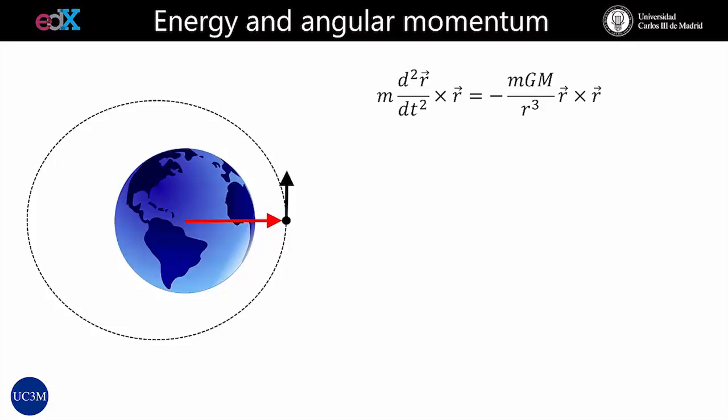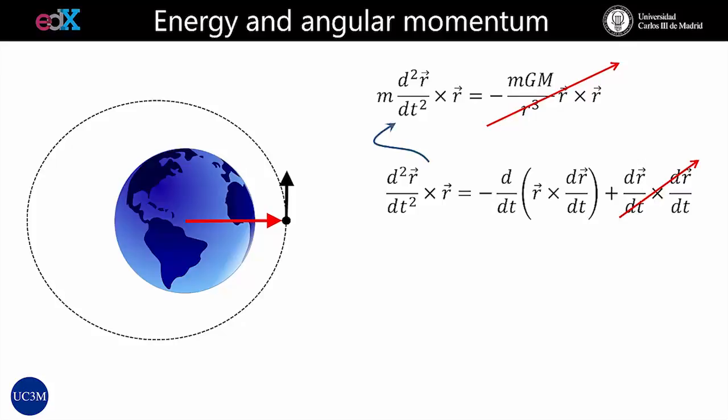Clearly, the gravity force is a central force, so the term on the right-hand side is along the r direction. Therefore, its cross product with r is equal to 0. Regarding the left-hand side, we can use the following identity to rewrite it. In this identity, we clearly see that the second term on the right is 0. Hence, if we integrate the resulting expression, we obtain the following final result.